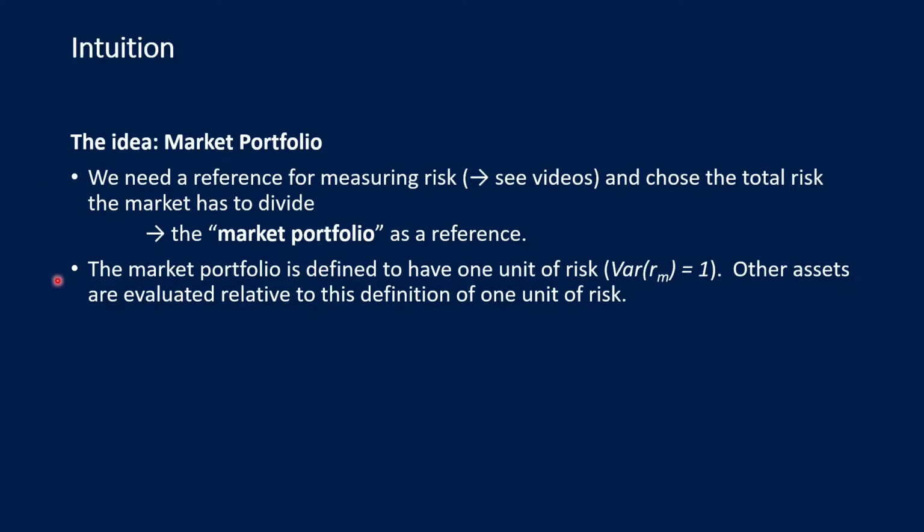And this market portfolio is then defined to have 1 unit of risk. So the variance of this market portfolio should be 1. Other assets are then evaluated relative to this definition of 1 unit of risk.